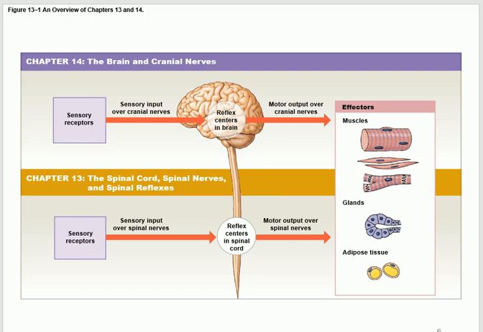So if this is happening at the level of the brain, we call it cranial reflex. If this is happening through the spinal cord, we call it spinal reflex.